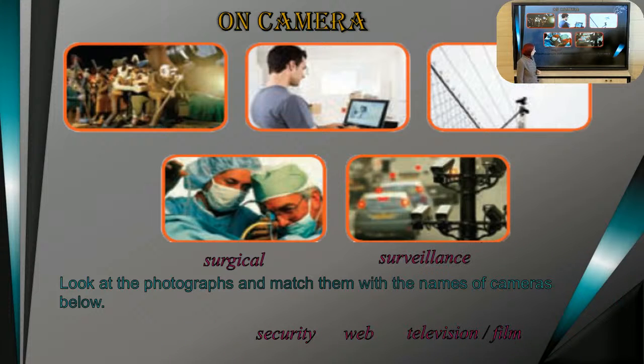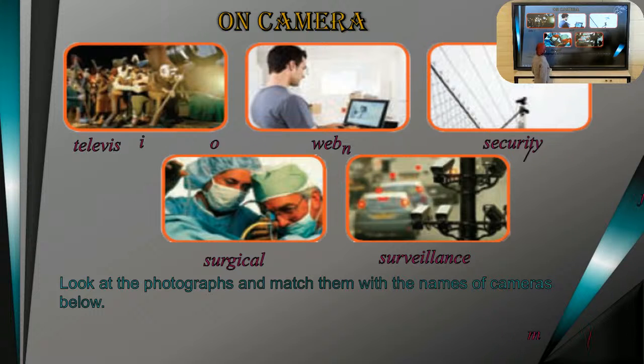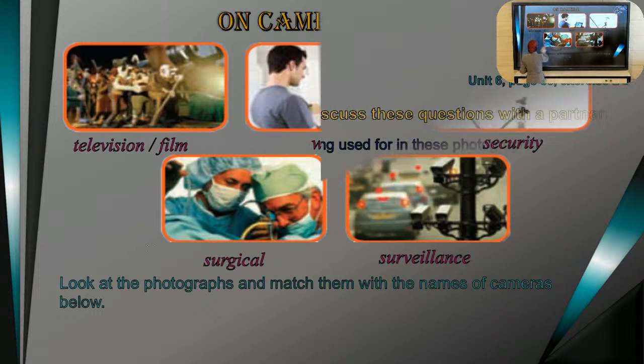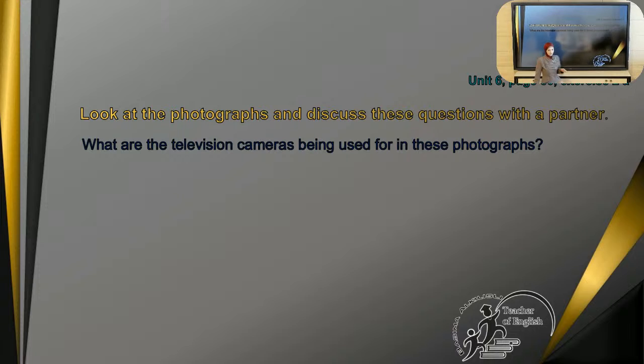Let's see. Now, security camera. In which of these photos we have the security cameras? It's in this photo. Now the webcam, of course, it's on top of the computer. And the last one, we have the film or television camera. So we have five kinds of TV cameras. Now, look at the photographs and discuss these questions.